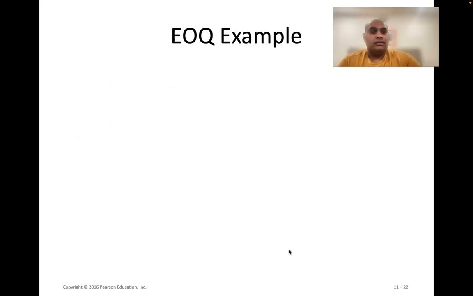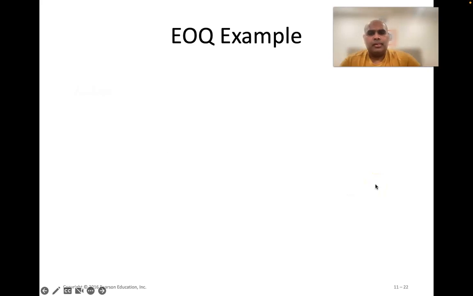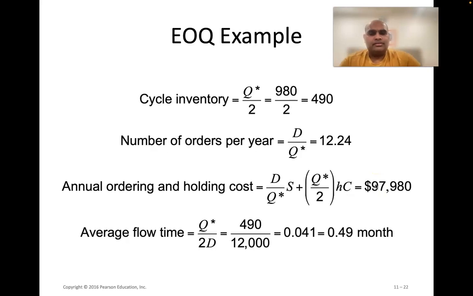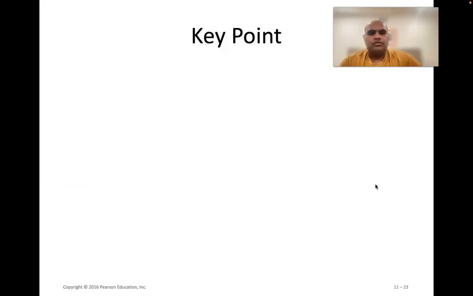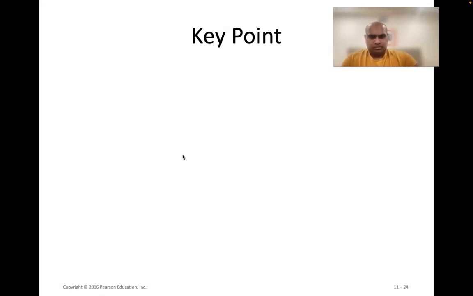So in the last video, we looked at the EOQ example, where annual demand was 12,000, ordering cost was 4,000, price of the unit was 500, the holding cost percentage was 20%. With that, we found out that the optimal order quantity was 980. And we calculated the cycle inventory, number of orders, annual total cost, and average flow time. So a few things to keep in mind about this is the total holding and ordering costs are relatively stable. So this is what I was talking about with robustness.